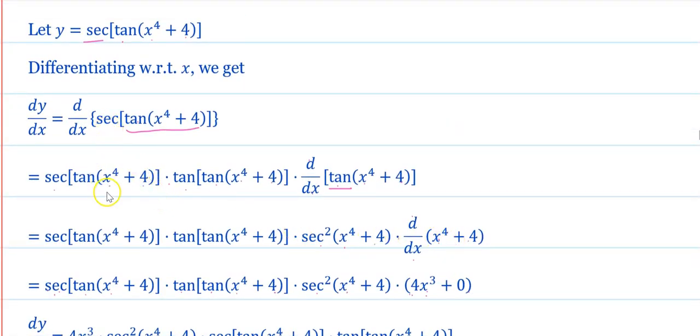फर्स्ट सेक चा डेरिव्हेटिव्ह काय? sec x into tan x. हा sec x, हा tan x. But the bracket term means main theta is this, that is the tan of x raised to 4 plus 4. Tan of x raised to 4 plus 4, keep it as it is. Then find out the derivative of tan of x raised to 4 plus 4. Its derivative is sec square x raised to 4 plus 4. Again the derivative of x raised to 4 plus 4. Okay.